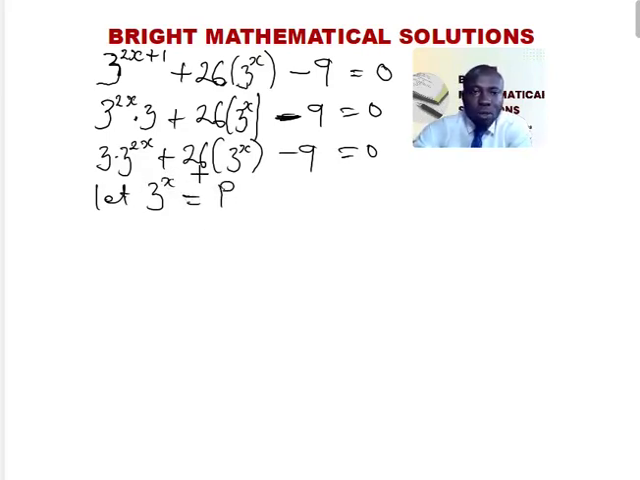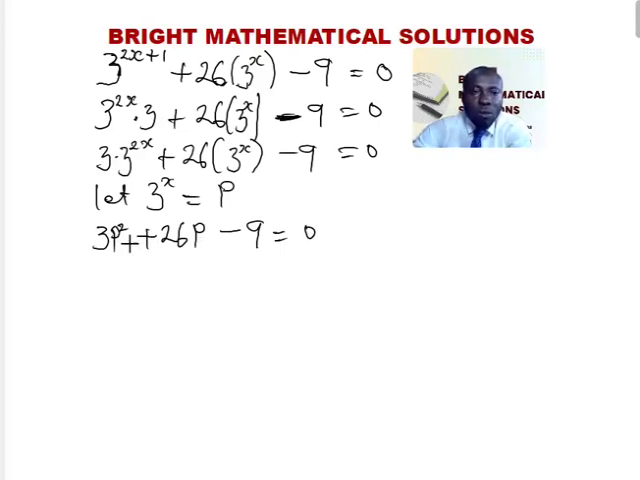So wherever we see 3 raised to power x in this expression, we are going to substitute it with p. This will now become 3p raised to power 2 plus 26p minus 9 equals 0. Now from this expression, we've been able to reduce the exponential equation to a quadratic equation, the general form of a quadratic equation. So we can use the quadratic formula or any other method that we are familiar with.